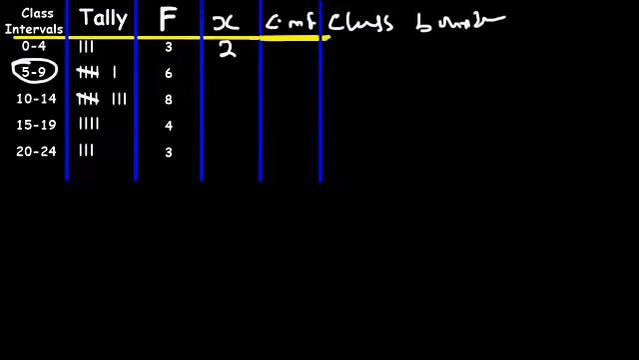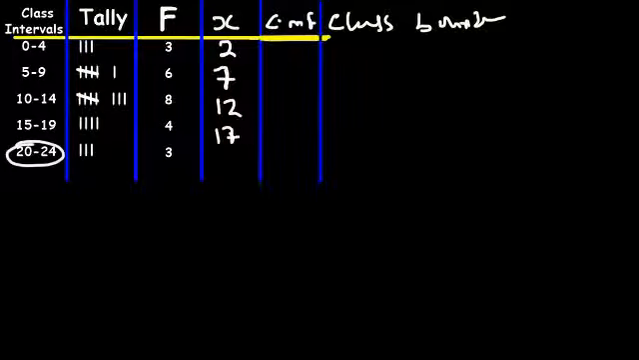5 plus 9 is 14, divided by 2 is 7. 10 plus 14 is 24, divided by 2 is 12. 15 plus 19 is 34, divided by 2 is 17. Then finally 20 plus 24 is 44, divided by 2 gives us 22. Like I said earlier, there's another way around.